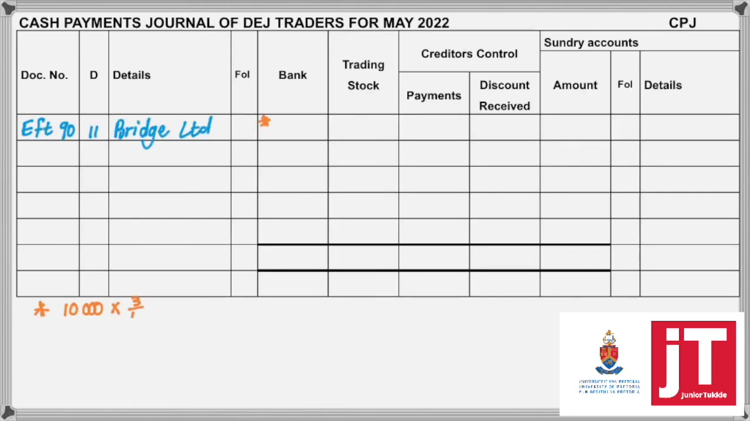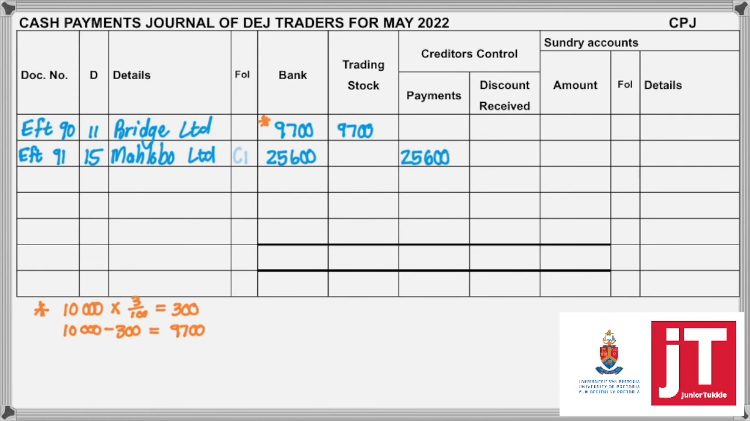And we had a transaction where we bought goods from Bridge Limited and we received 3% trade discount. So we have to minus the 3% off first and only record what we paid for it. So that will be the 9,700 Rand. Then day 15, we paid Mahlongu Limited via EFT. And that is a creditor. So in the first folio, you always have to refer to the creditor's ledger. The payments amount is 25,600, but we owed 25,900. So there was discount of 300 Rand.